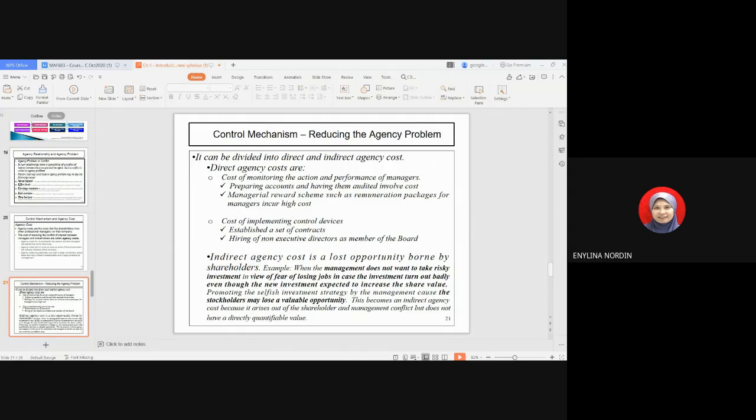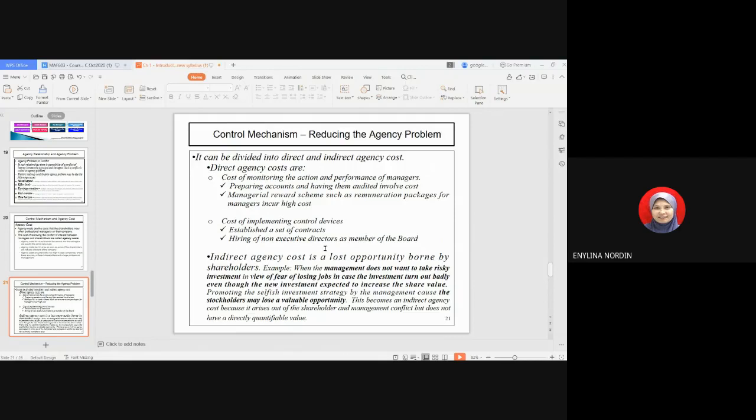Another way to make sure that the managers perform in the best interest and become motivated to work in the best interest of the company is by introducing a manager reward scheme. This will make them work harder so that they can get rewards such as stock options or bonuses. If they perform well this year or in future, they will be given rewards in the form of stock options or bonuses, or an increment in their salary.